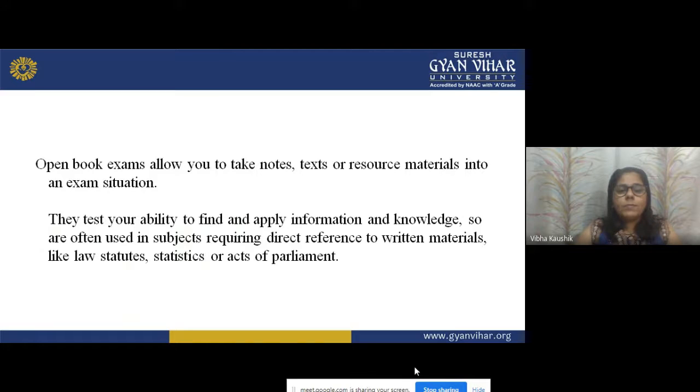Now, open book exams allow you to take notes, text, or resource material into an examination situation. Now, what is an open book exam? We are talking about a traditional method of examination system where you go to an exam hall and you have to give the examination. But when we are talking about the open book exam, it allows the learners or the students to take notes, text, or other resource material along with them in the examination situation.